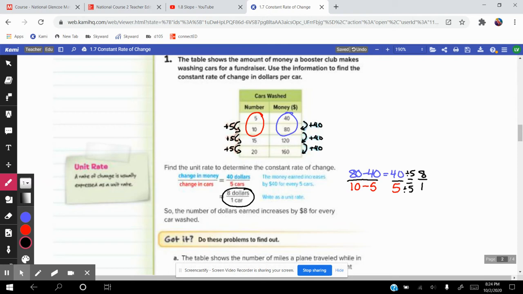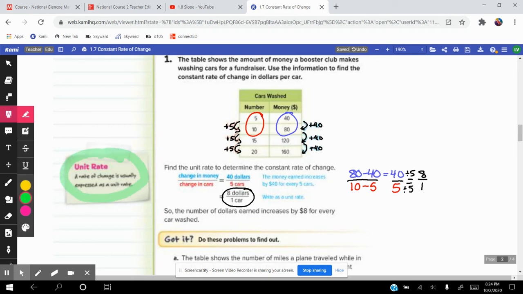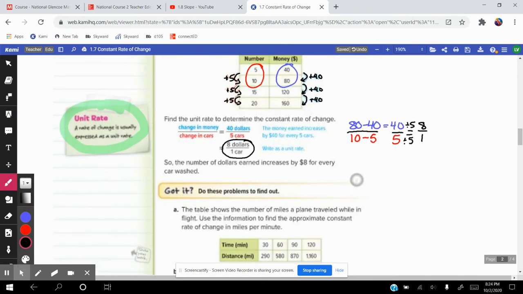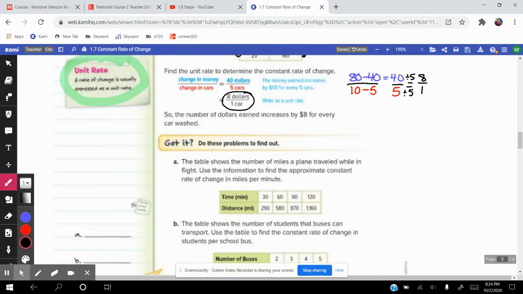As a reminder, to the left, we have a unit rate. A rate of change is usually expressed as a unit rate. So again, rate of change is usually referring to the unit rate. Got it? We're going to do these problems to find out.